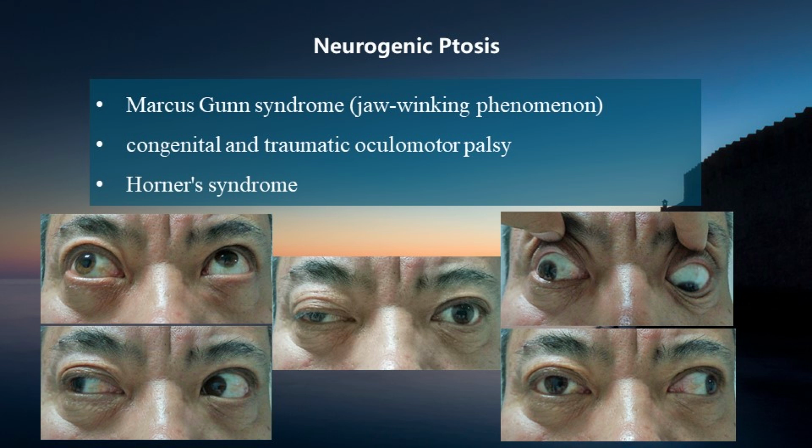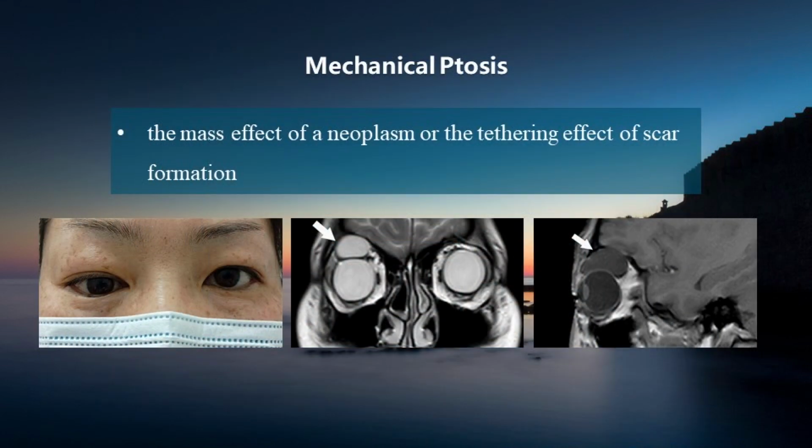Paralysis of Mueller's muscle is always associated with Horner's syndrome and is usually acquired. Rarely is there more than 2 mm of ptosis, and amblyopia is never a threat. Mechanical ptosis. The upper lid may be prevented from opening completely because of the mass effect of a neoplasm or the tethering effect of scar formation.